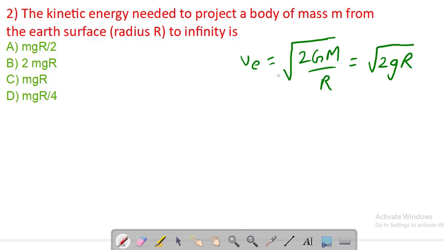Anyway, escape velocity can either be given by this equation or this equation. Now why have I written these two equations? Because in the answer we must see what is given. So here it is given in terms of small g, so we have to use this equation.